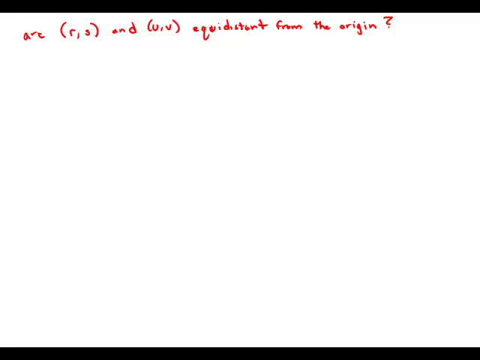In the rectangular coordinate system, are the points RS and UV equidistant from the origin? So statement number 1 tells us that R plus S equals 1.